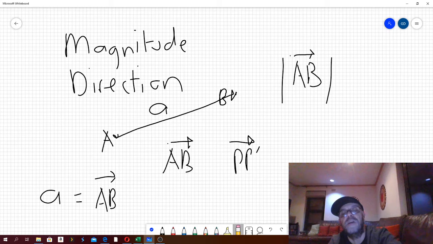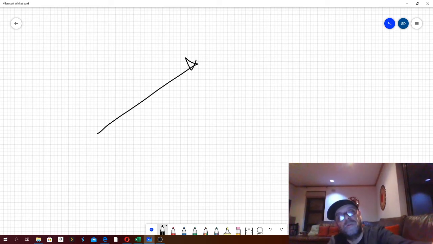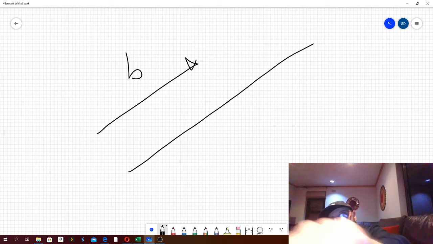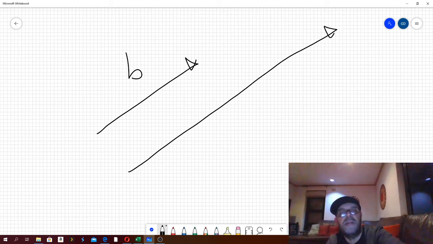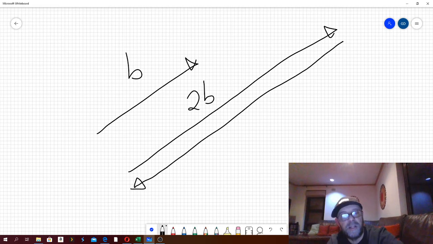So let's just have a look here quickly. Okay, so if I draw you a vector now, and I say here's a vector, we'll call this vector B. And then I draw you another vector, and this one's double in length. That vector must then be called 2B. But then I say, all right, I'm going to draw another vector that's exactly the same as that 2B, but it goes in the opposite direction. Well, then that would be a minus 2B vector.